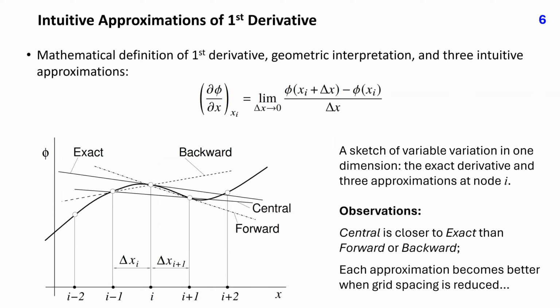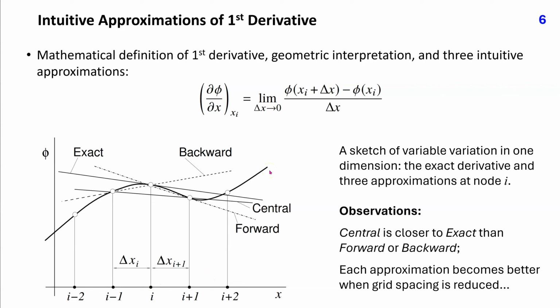Let us first remind ourselves how the first derivative is defined in mathematics. It is the ratio of the difference in phi at points xi plus delta x and xi and the distance between these points, delta x, in the limit of delta x tending to 0. For a finite distance delta x and without this limiting instruction, this ratio represents a finite difference approximation of the first derivative. Mathematicians have proven that this approximation converges to the exact value of the first derivative at point xi.